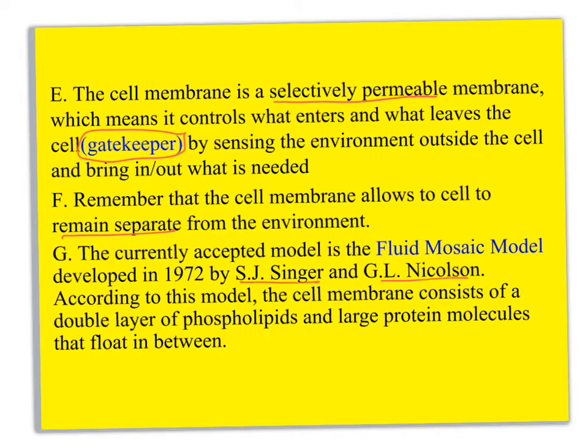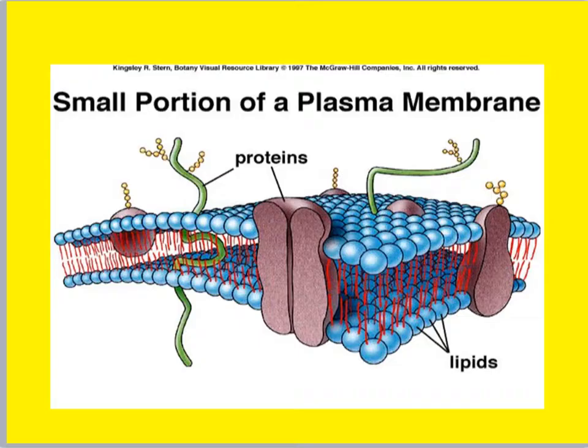Singer and Nicholson developed the fluid mosaic model back in 1972, so not that long ago, considering. It basically is referring to the structure of the cell membrane. This is the basic structure of the cell membrane. It's saying that the cell membrane has a phospholipid bilayer with proteins embedded. So that's kind of what we've been talking about. So Singer and Nicholson, 1972.